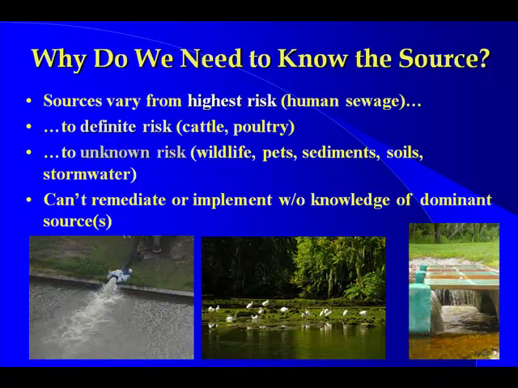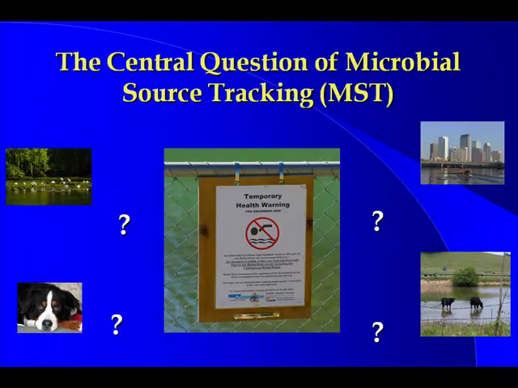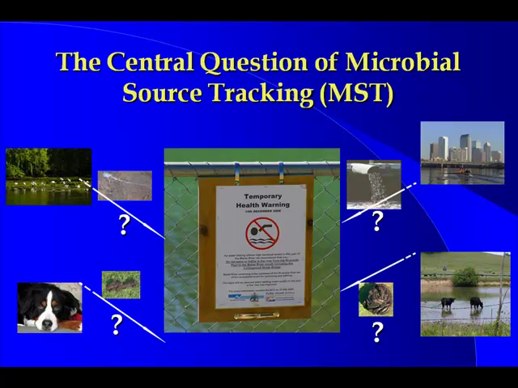The sources indicate a number of things. One is what kind of risk there is: if it's cow manure, it's not the same risk as if it's human manure. It also helps with remediation, knowing where the source is and what to do. So the essential question of microbial source tracking, which is Jody's strength, is who is the pollution from? Is it from the birds, the dog, the cow, or the humans?